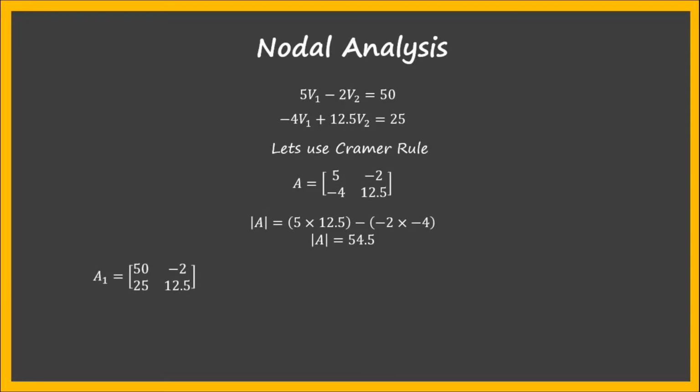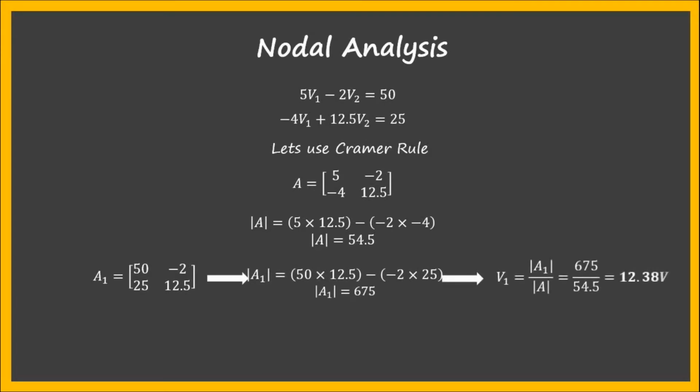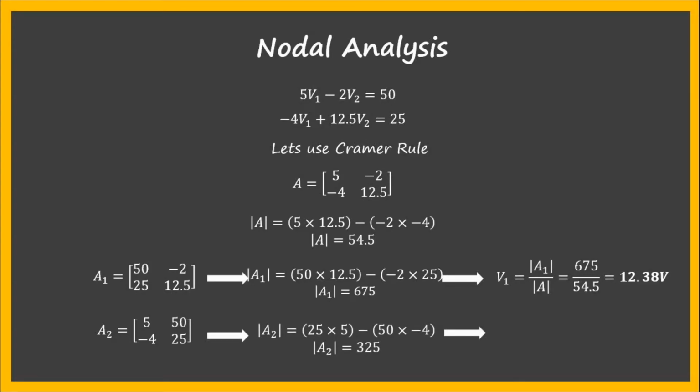Then make another matrix and replace its first column with the constants which are on the right side of the equal sign in both equations. Take the determinant of this matrix as well. To find V1, divide the determinant of the A1 matrix by the determinant of matrix A. A similar process is done by replacing the second column this time to find V2. Now the values of V1 and V2 are found.